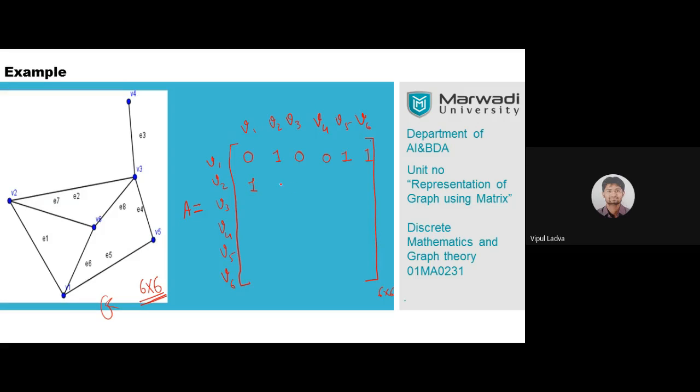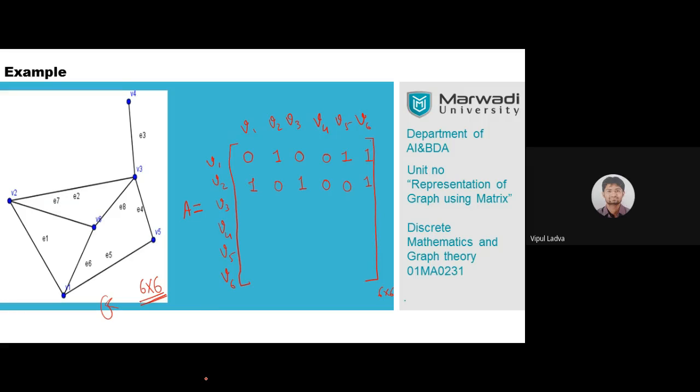V2 with V2 will be 0. V2 with V3 is 1. With V4 it is 0, with V5 it is 0, and with V6 we have one connection. Is it? So this is the way we can identify an adjacency matrix.